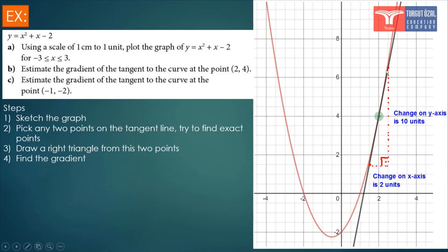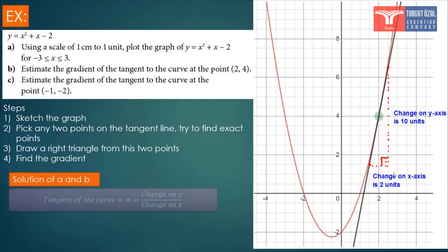Then we find the gradient by counting the squares here. We see that the change in y will be 10 small squares and the change in x will be 2 small squares. Then we can answer the question B here to find directly the gradient, which is the change in y over change in x, and we can find it, 10 over 2 is equal to 5.